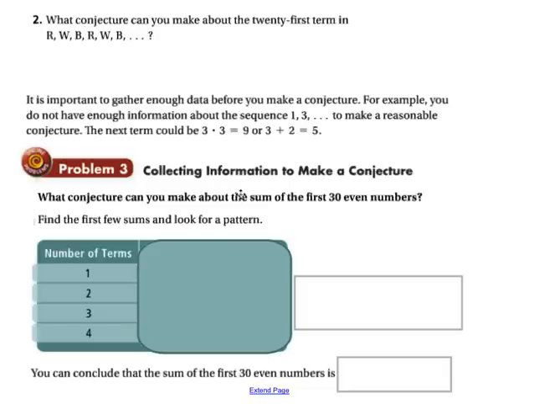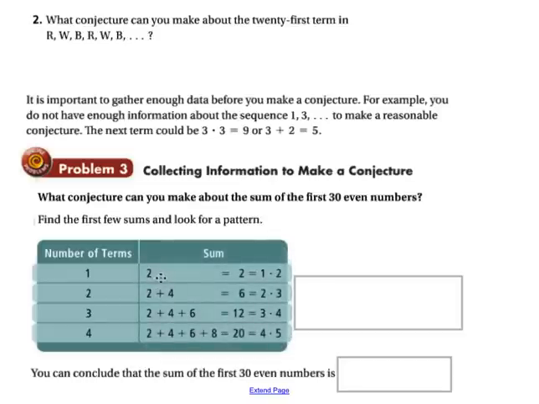So here's an example of collecting information to make a conjecture. It says, what conjecture can you make about the sum of the first 30 even numbers? So what you want to do is just write your number of terms. If you start with probably 4 terms is a good number to have. And go ahead and write what the sum of the first 4 even numbers is.